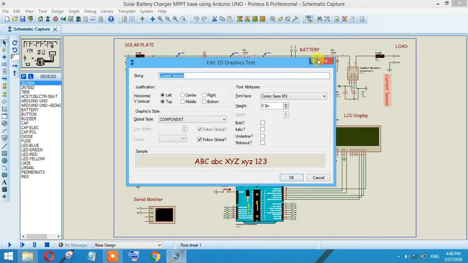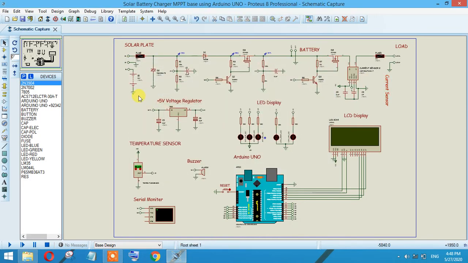This is basically the 5 volt voltage regulator. These are different kinds of parameters. The LCD will display them. There's a temperature sensor, there is a buzzer, and there's a serial monitor and also a display, connected with the Arduino Uno. So let's run the simulation.